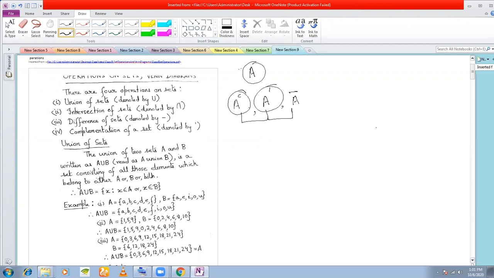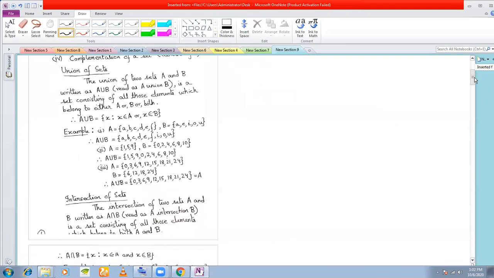Now these are the four operations. Remember, for the fourth operation, the complementation operation, you don't need two sets, you only need one set. How is it done? I will tell you later. So let us first discuss the union of sets.